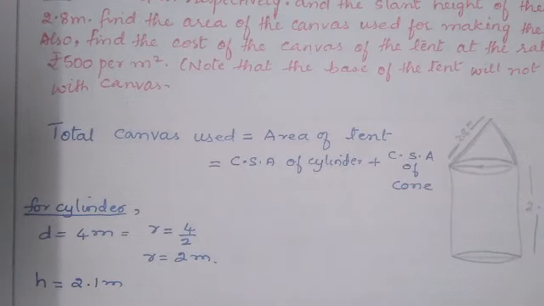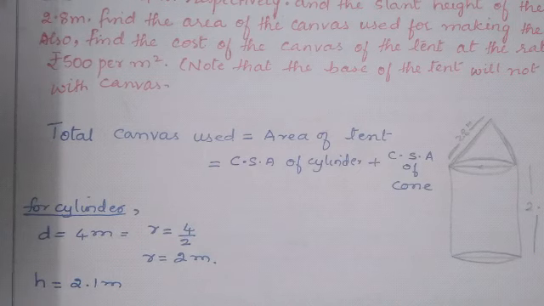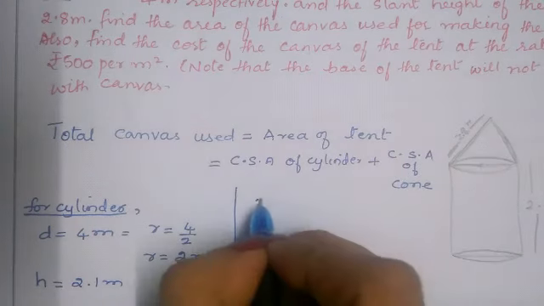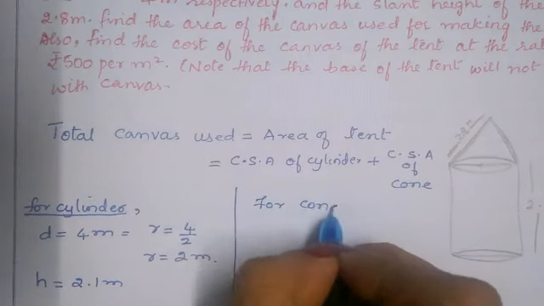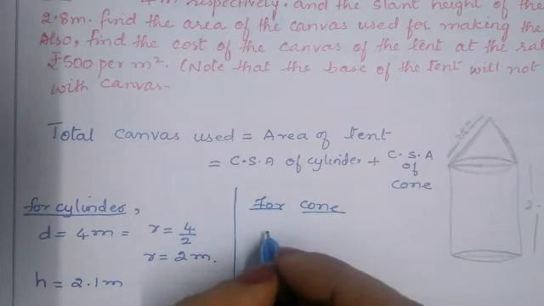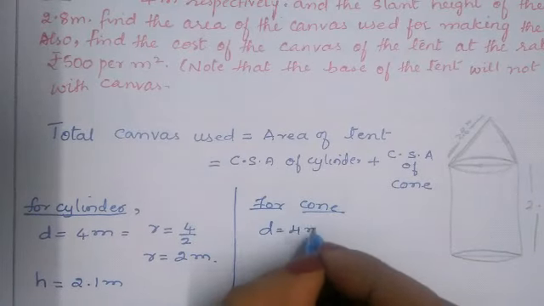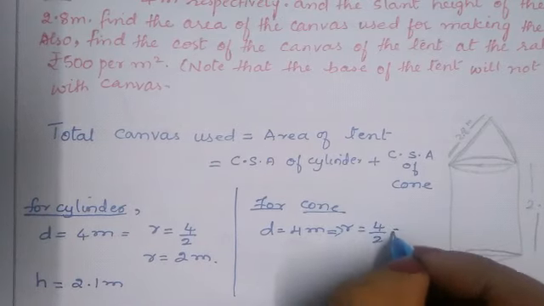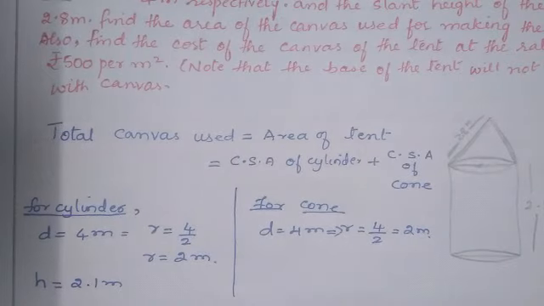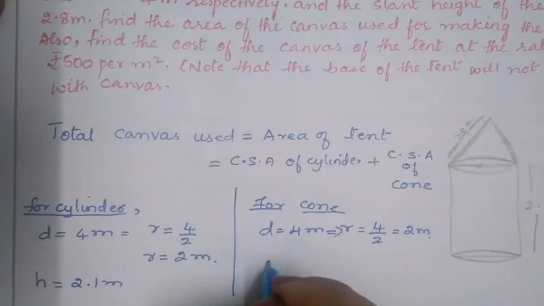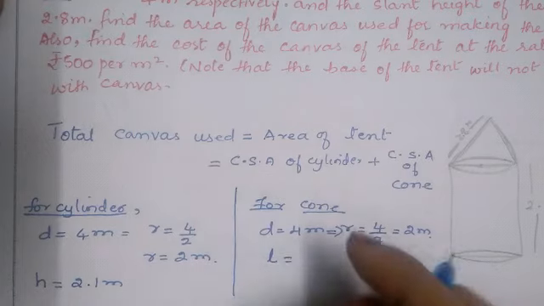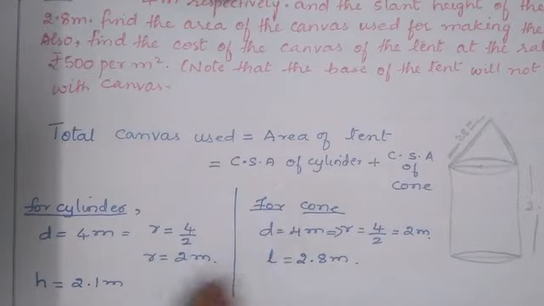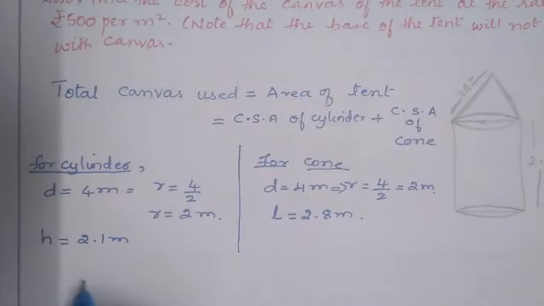Now let us see about the cone, what we have got. For the cone, for the conical part, what all they have given: radius is same, diameter 4 meter, that is equal to radius 4 by 2 equals 2 meter. Okay, radius is same. And here the slant height, l, they have given 2.8 meter.